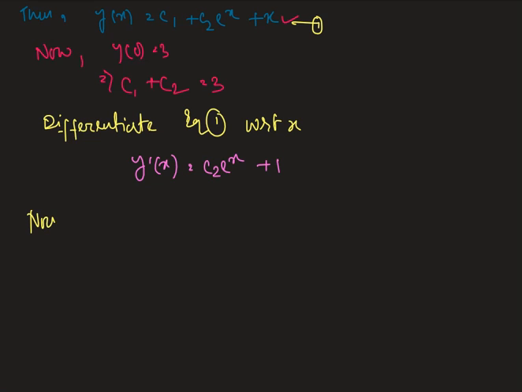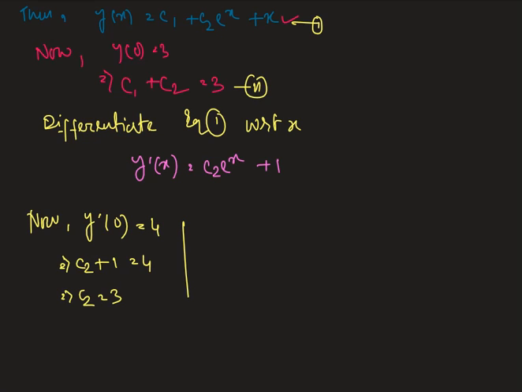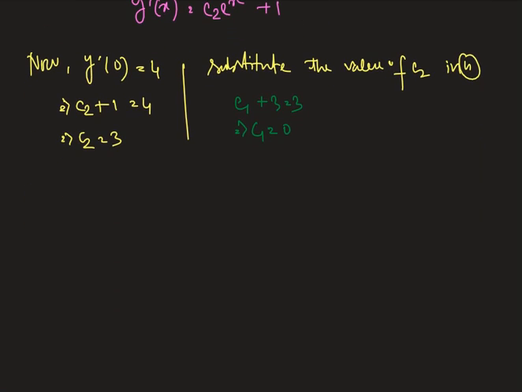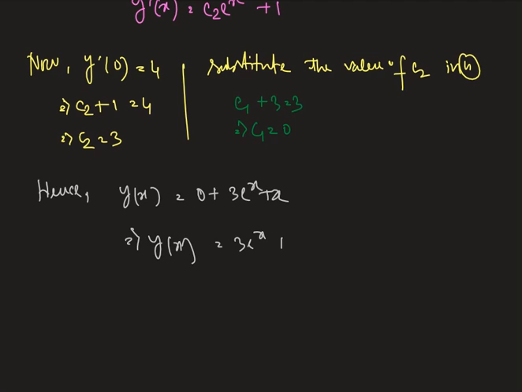Now y prime (0) is equal to 4. Therefore we can write that c2 plus 1 is equal to 4. Therefore c2 is equal to 3. Now if we substitute the value of c2 in equation 2, we get c1 plus 3 is equal to 3. Therefore, c1 is equal to 0. Hence, y(x) equals 0 plus 3 e to the power x plus x. Therefore, y(x) is equal to 3 e to the power x plus x.